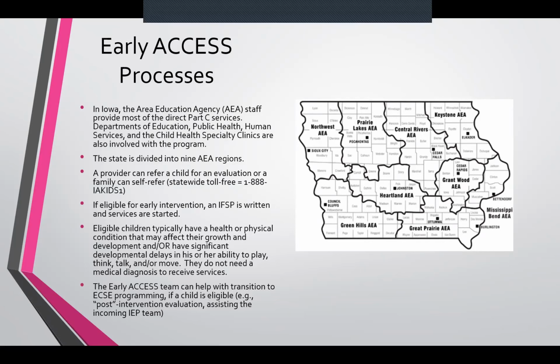Once kids are getting close to turning three, that early access team can help with the transition to early childhood special education programming if they think the child's going to be eligible for that. So a lot of times as they're finishing up their Part C services, they're doing some kind of post-evaluation to see where the child's at and their skills, and then passing that information and meeting with that early childhood group to assist them in writing the IEP.